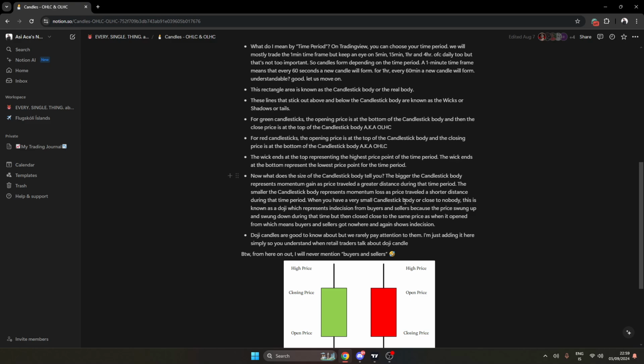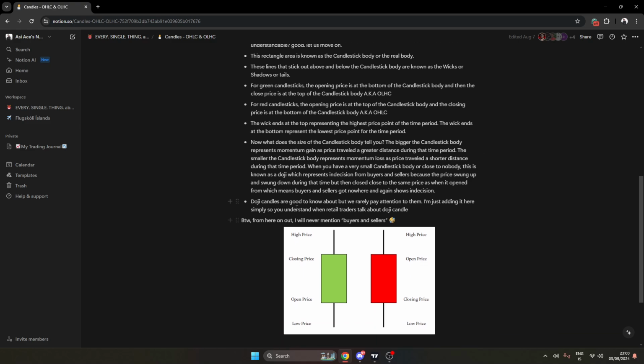When you have a very small candlestick body or close to no body, this is known as a doji, which represents indecision from buyers and sellers, because the price swung up and swung down during that time but then closed at the same price as when it opened. Buyers and sellers got nowhere, which again shows indecision. Doji candles are good to know about, but we rarely pay attention to them. I'm just adding it here so you understand when retail traders talk about doji candles.